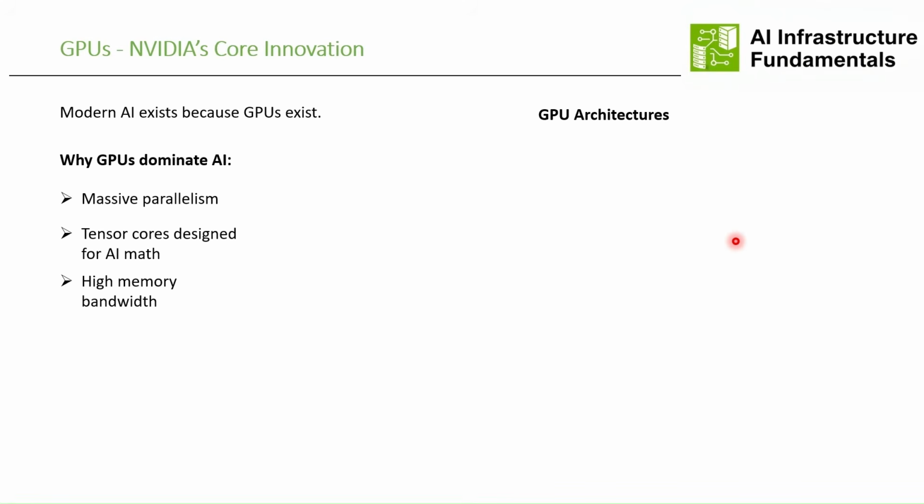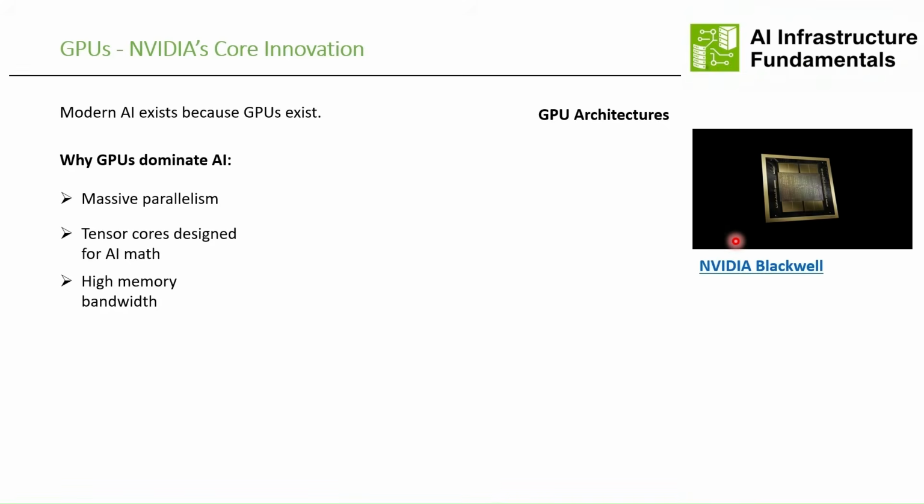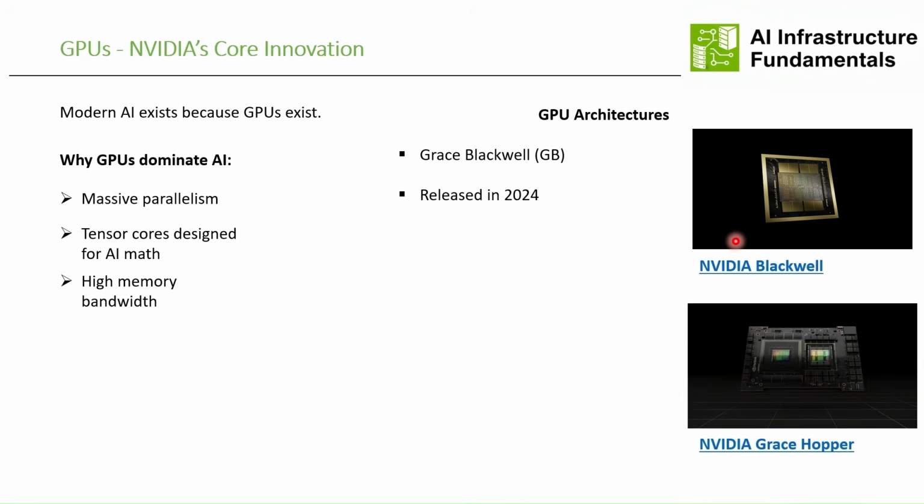Now let's look at a few GPU architectures. This is the NVIDIA Blackwell architecture, the latest and greatest architecture from NVIDIA right now. GB stands for Grace Blackwell. This was released in 2024, the latest offering from NVIDIA. And then this is the NVIDIA Grace Hopper GPU. This was named after a scientist called Grace Hopper, and this was released in 2022.